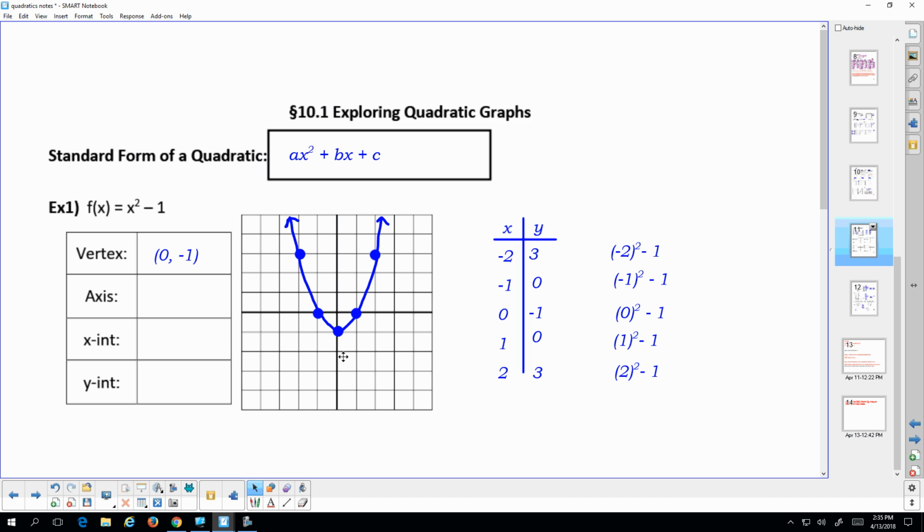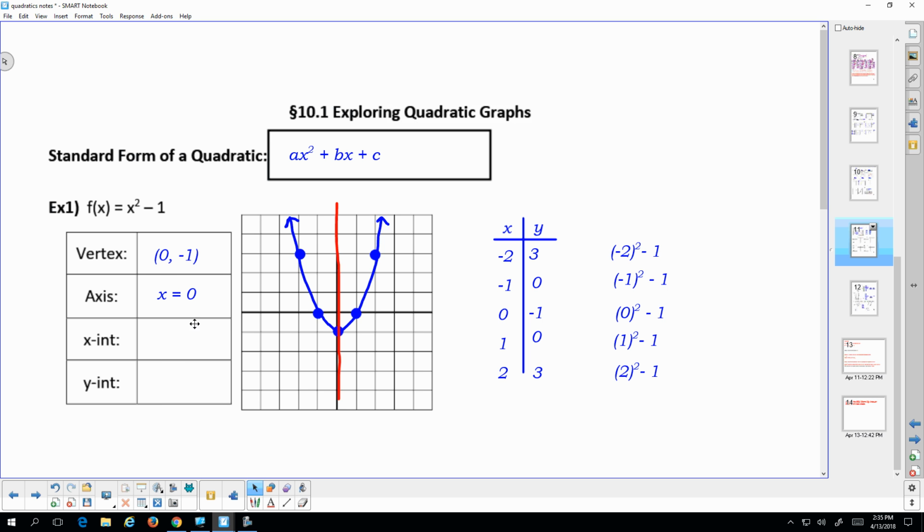Now the axis. Once you have the vertex, the axis is actually very easy. The axis is an imaginary line through the parabola, and it would be like a mirror image. So if I drew an imaginary line right here, it's a mirror image. The axis is going to be a line, and all you have to do is tell me the x value of the vertex. The x value is 0, so your equation is just x equals 0.